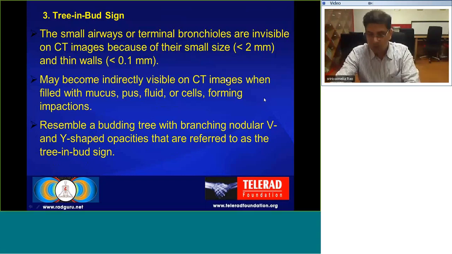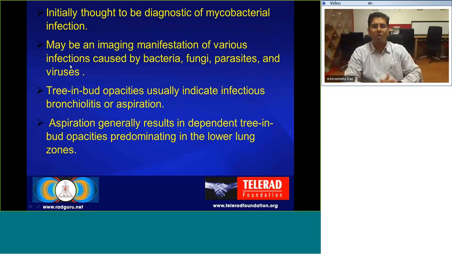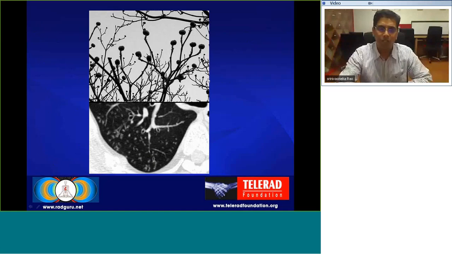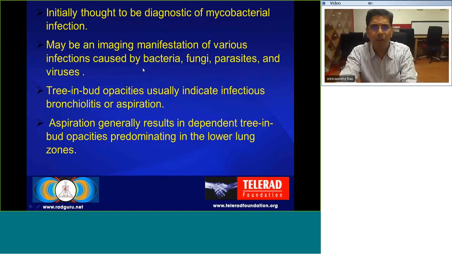Here is an example. You can see the bottom image, which demonstrates that tree in bud appearance. You can see this is a terminal bronchiole with branching V and Y opacity. This is a V opacity, and a couple of them are Y. So this is how it looks. This is nothing but the bronchial tree. The entire bronchial tree you need to take into consideration, and the distal part of it looks like a bud. Hence, it is given that name, tree in bud.